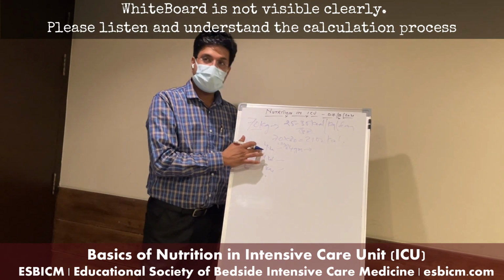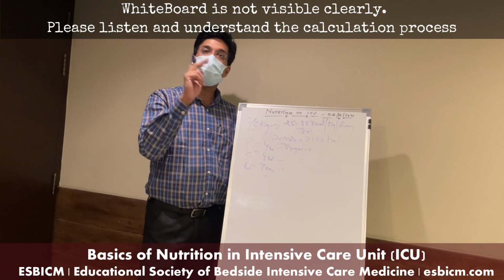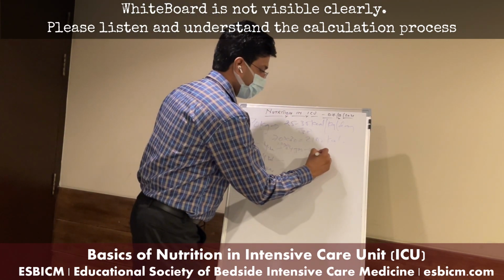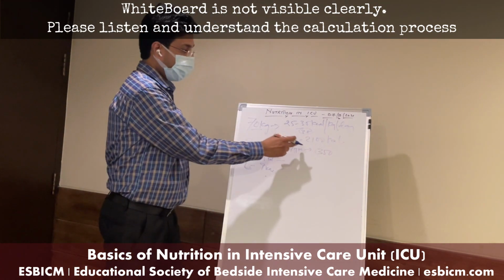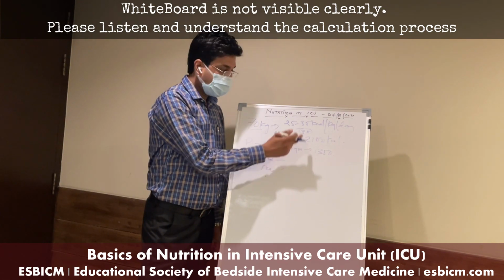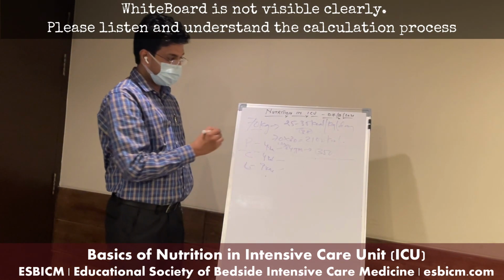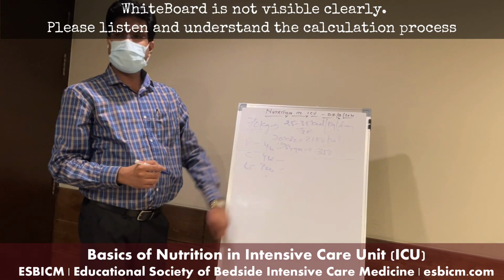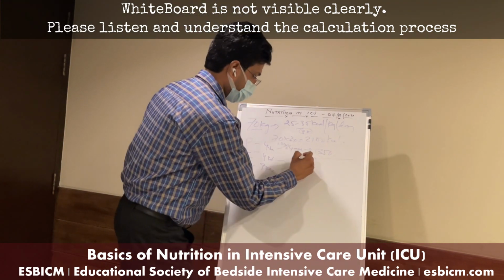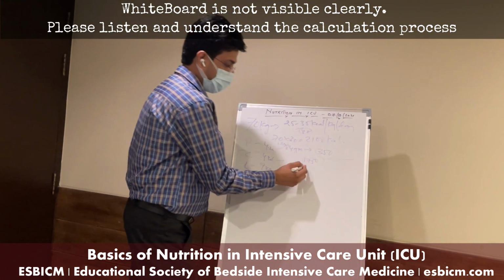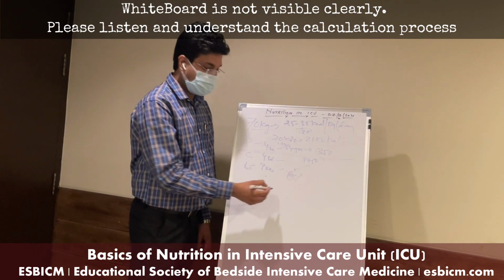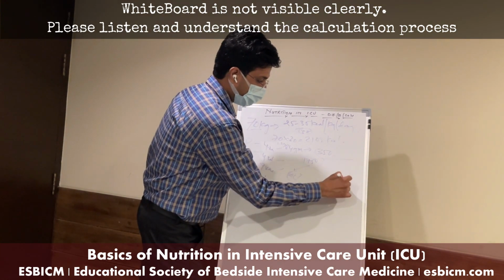1 gram of protein will provide 4 kilocalorie of energy. So 84 into 4, approximately 350. So out of 2100 calorie, 350 will come from protein. How much will remain? 2100 minus 350, 1750. Now, out of this, 60% should come from carbohydrate and 40% should come from lipid.